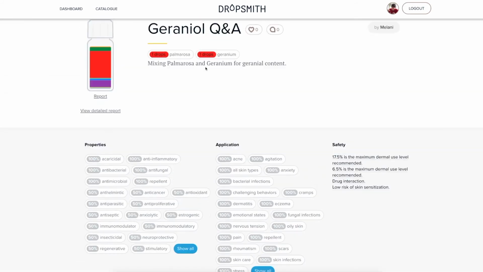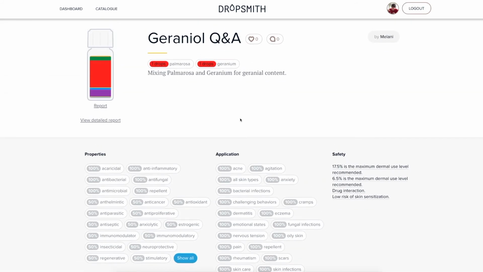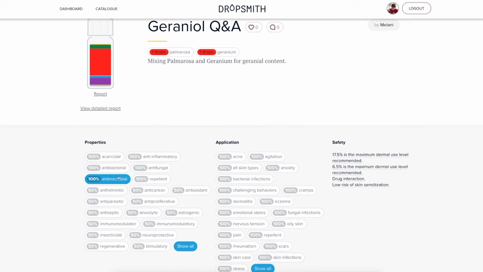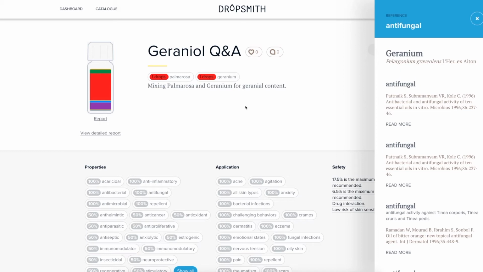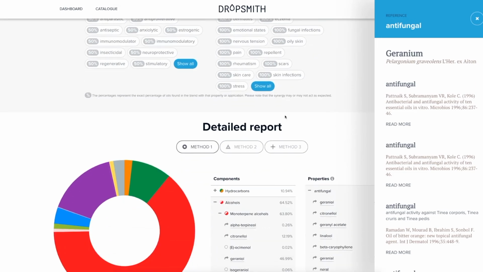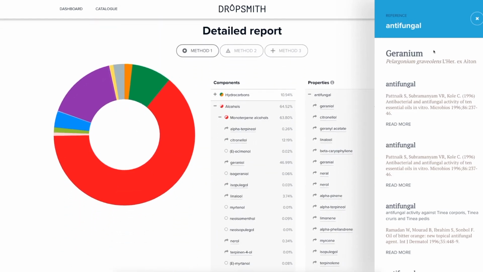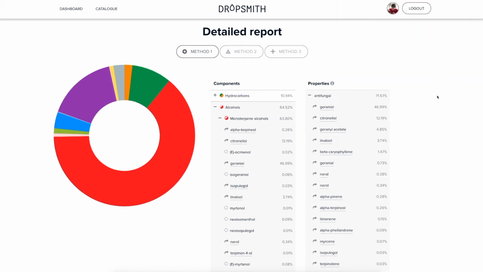If we go back to our blend, your blends might not have been wrong, because see here, as an essential oil, it's still 100% antifungal, meaning that both of these were proven to have antifungal effect. So if your goal was antifungal, then your blend is okay, because you have both essential oils that act against different fungi. But if your goal was to have a lot of geraniol, then yes, definitely just stick to palmarosa, because it has more geraniol.